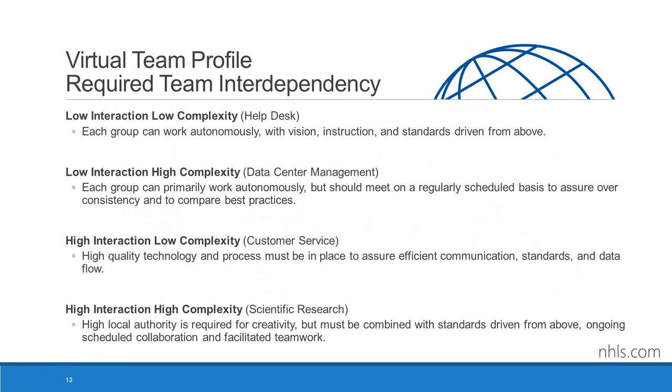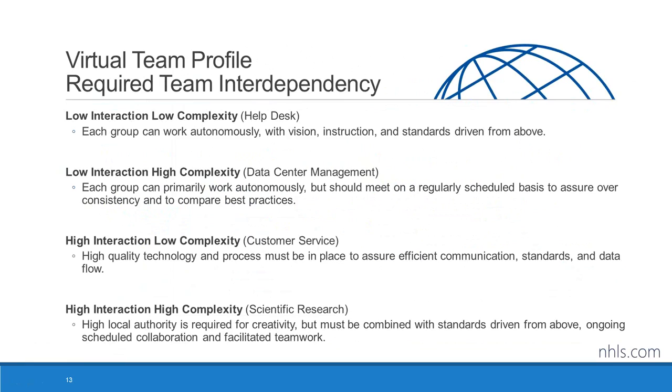For example, with low interaction between the teams and lower complexity, what does that mean? That each team works autonomously. That makes sense because it's low interaction. But as a result, the vision, the directions, and the cross-location standards need to be driven from above. Next, if it's low interaction but high complexity, there still needs to be a high level of autonomy in each one of the sites because they're working on their own behalf. However, probably because of the level of complexity and the high level of interface between groups, you should set up standardized meetings or standardized processes to talk across multiple locations.